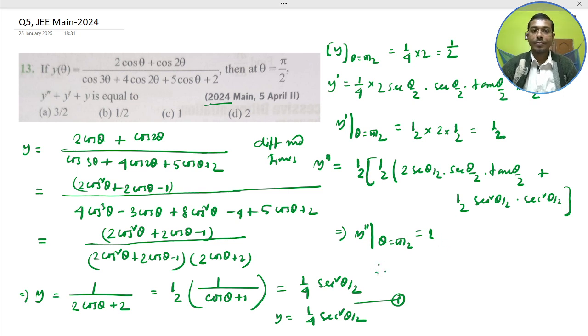So therefore you have to find this result, y double dashed plus y dashed plus y, that is equal to what? Y double dashed at theta equal to pi by 2 should be 1. And the y dashed is half, and the y is half, so half plus half plus 1 is 2, which would be our correct answer, option D.